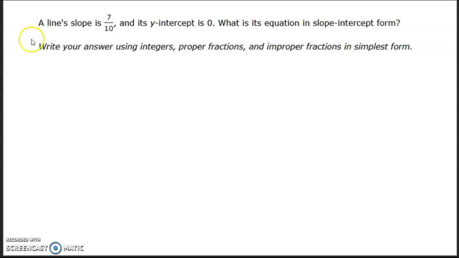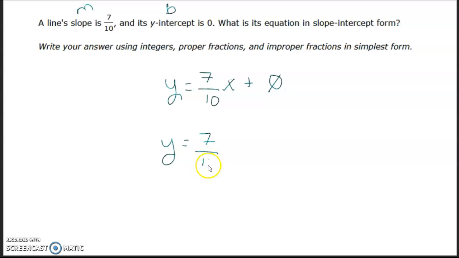All right, last example, write an equation in slope-intercept form. So y equals, and we have our x plus. I'm going to fill in my m, I'm going to fill in my b. The line's slope, which I know is m, is 7/10. And its y-intercept, which I know is b, is 0. Well, that's pretty easy. I don't really need to write plus 0 at the end because that doesn't make any sense, I'm not adding anything to it. So your final answer, simplified, would actually just look like this. y equals 7/10x. Pretty simple.